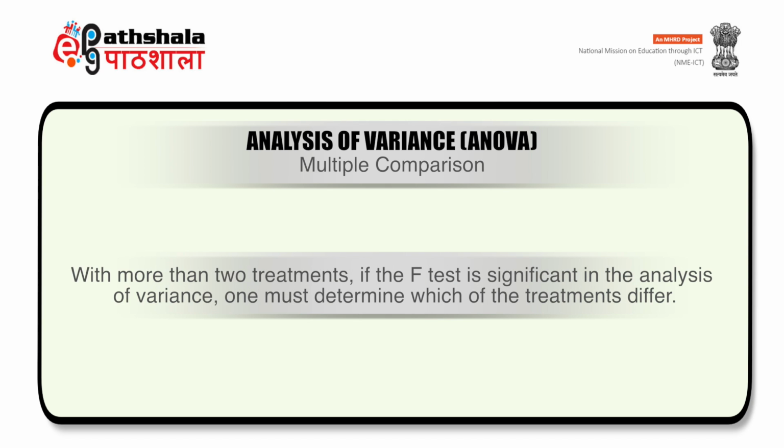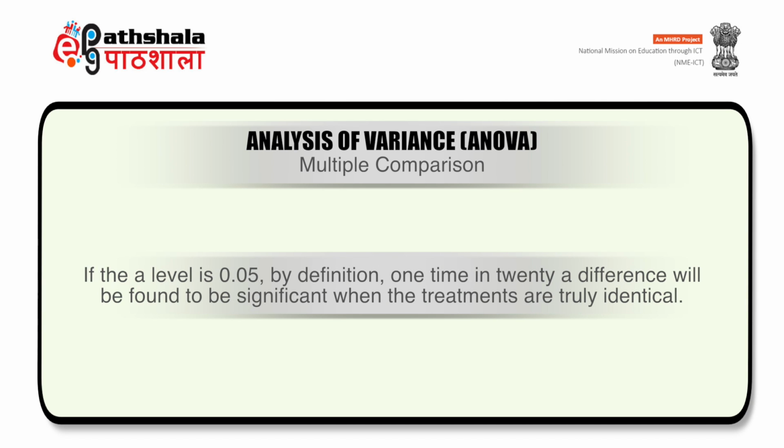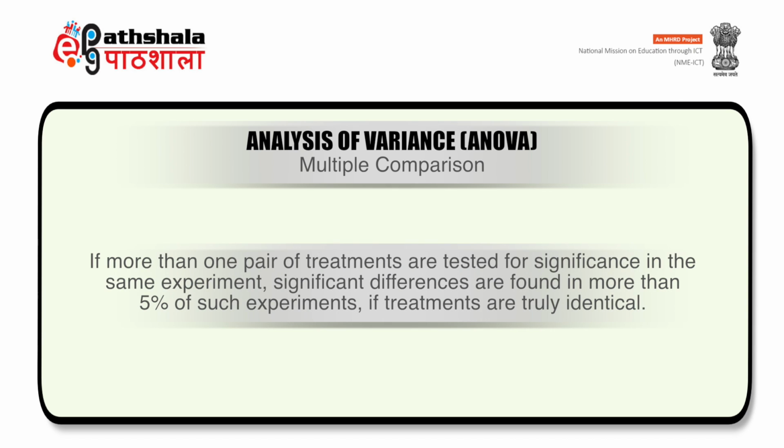With more than two treatments, if the F test is significant in the analysis of variance, one must determine which of the treatments differ. If a separate test is done comparing each pair of treatments, the chances of finding significance when the treatments are really identical are greater than indicated by the alpha level. If the alpha level is 0.05, by definition, one time in 20 a difference will be found to be significant when the treatments are truly identical. If more than one pair of treatments is tested for significance in the same experiment, significant differences are found in more than 5% of such experiments if treatments are truly identical.